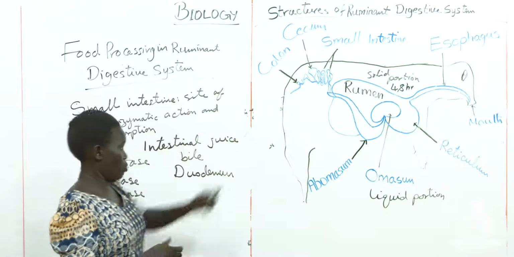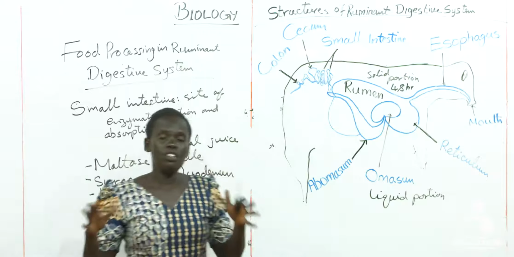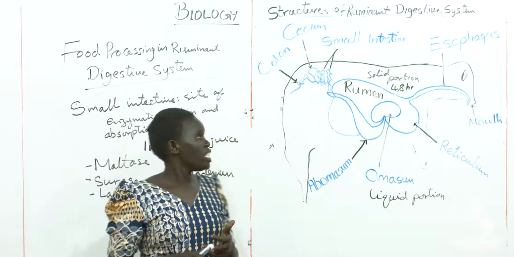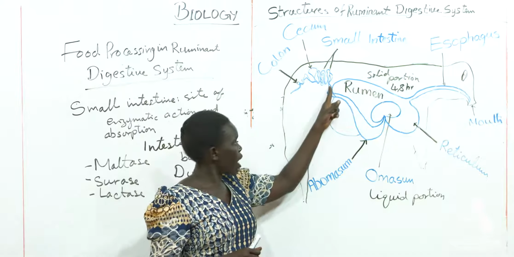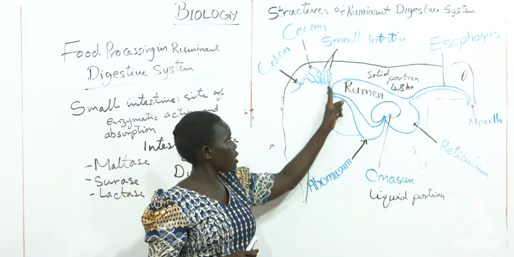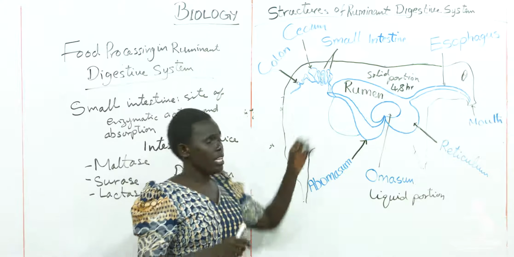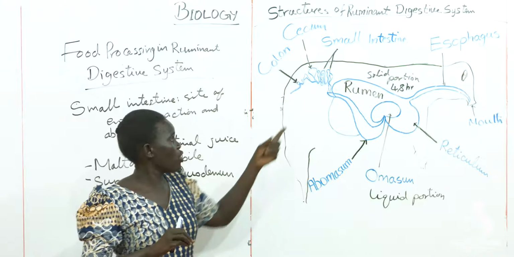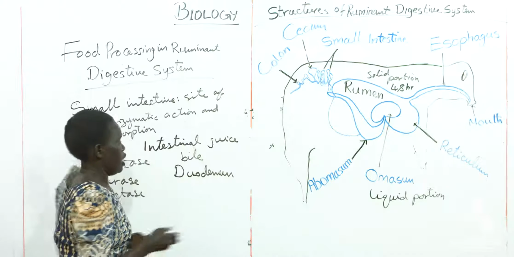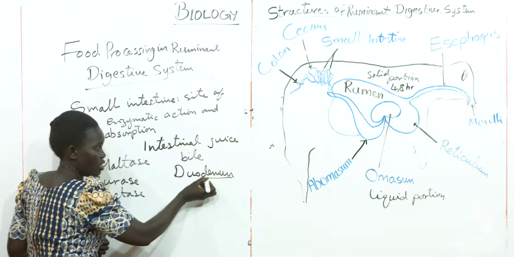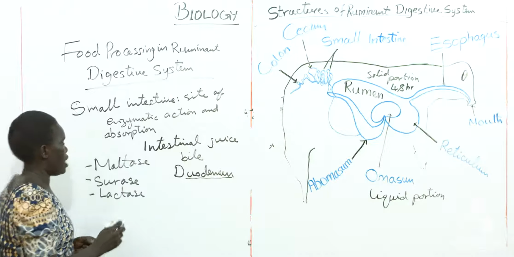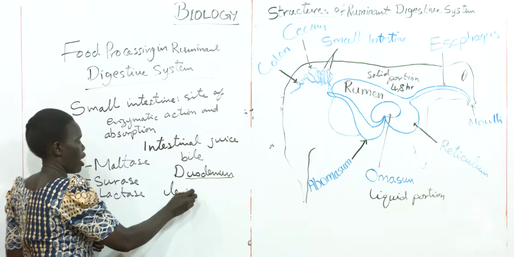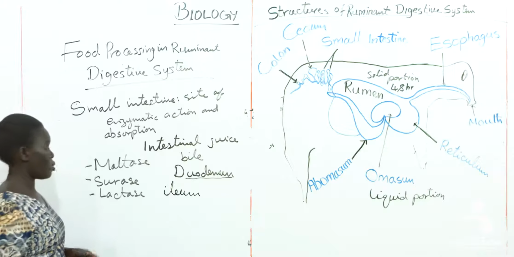Because we know the small intestine is divided into 3 parts: the duodenum, the jejunum, and the ileum. The duodenum is the first part, immediately after the stomach, and you'll find the bile duct opens into it. That's why the first digestion starts here, then it continues and completes itself in the ileum, where most of the absorption takes place.